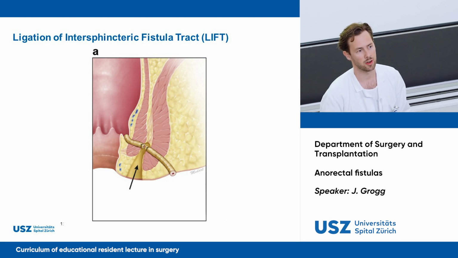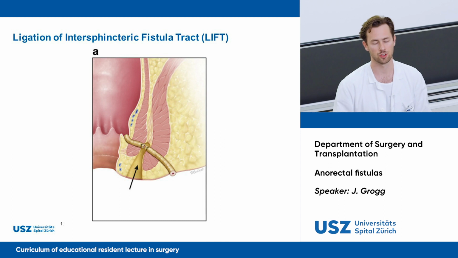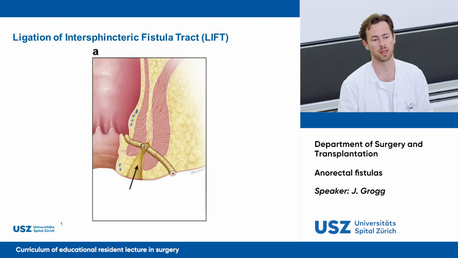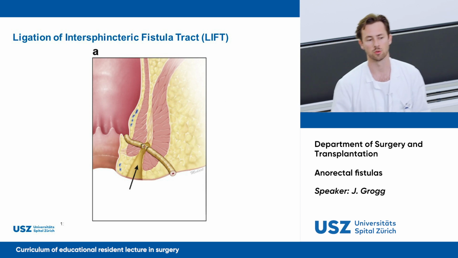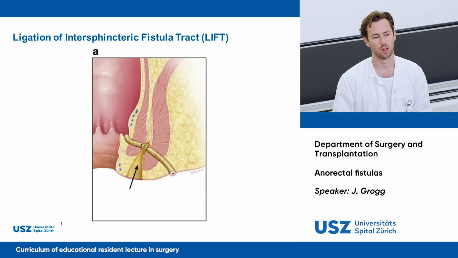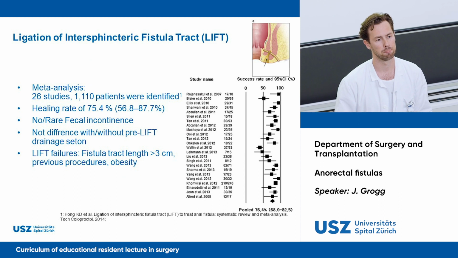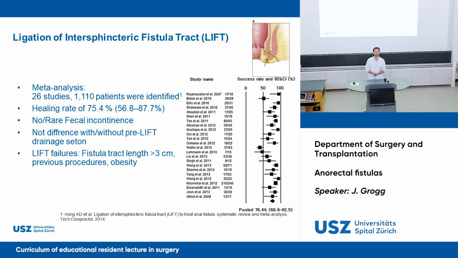A newer sphincter-sparing procedure is the ligation of intersphincteric fistula tract, the so-called LIFT procedure. There, the fistula tract is identified in the intersphincteric plane. There, comparable to a ligation of a blood vessel, the tract is ligated proximal and distal, and then divided. Also, the use of a seton drainage before the LIFT procedure is recommended. There's also a meta-analysis on this technique with over 1,000 patients. Healing rates range between 56 and 87%, as seen over here in the pooled data.